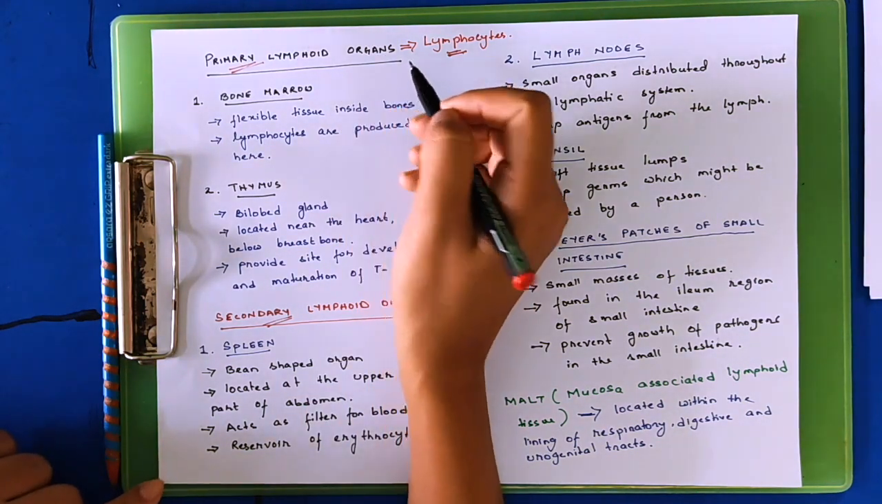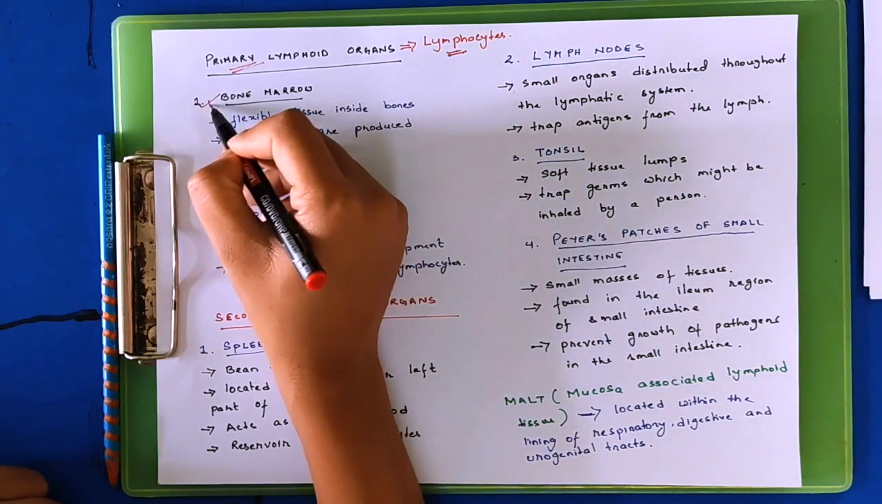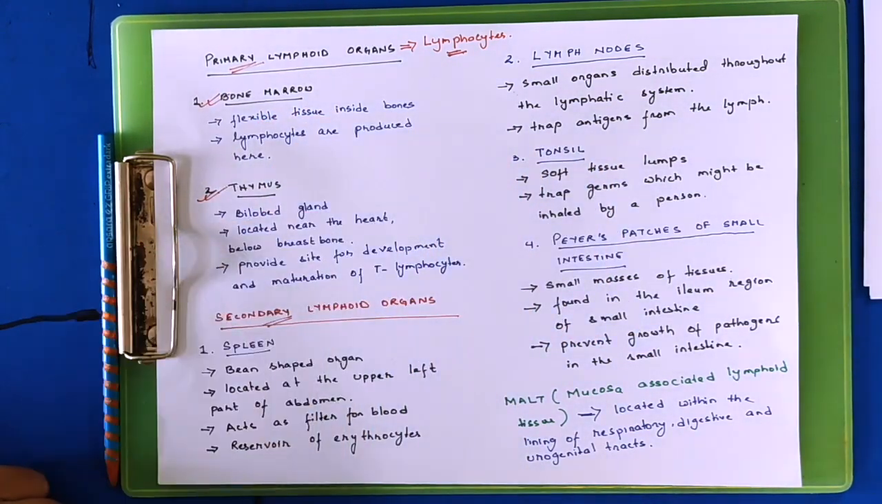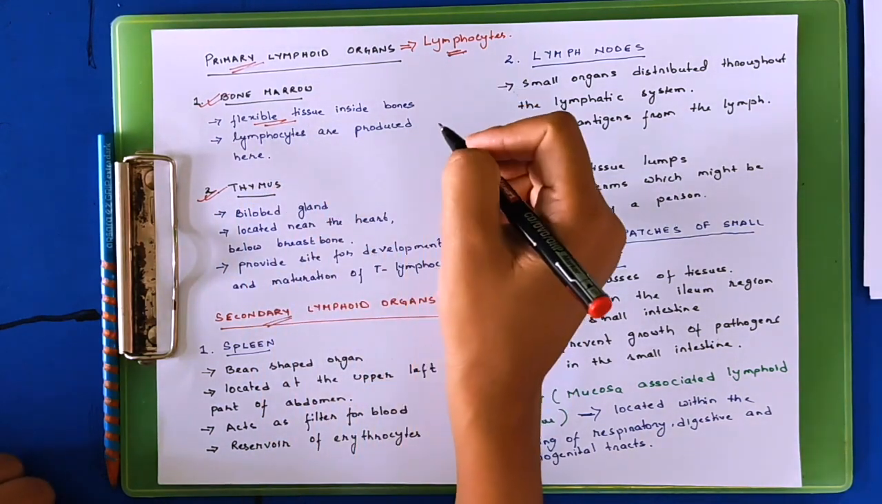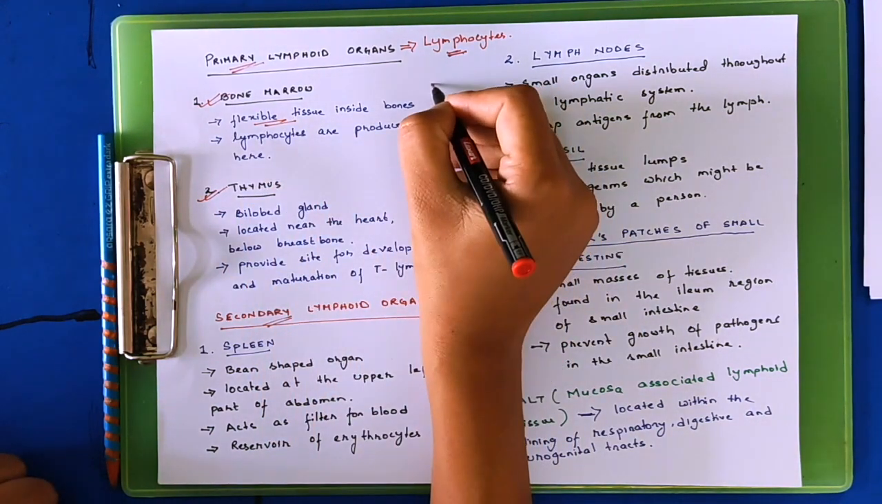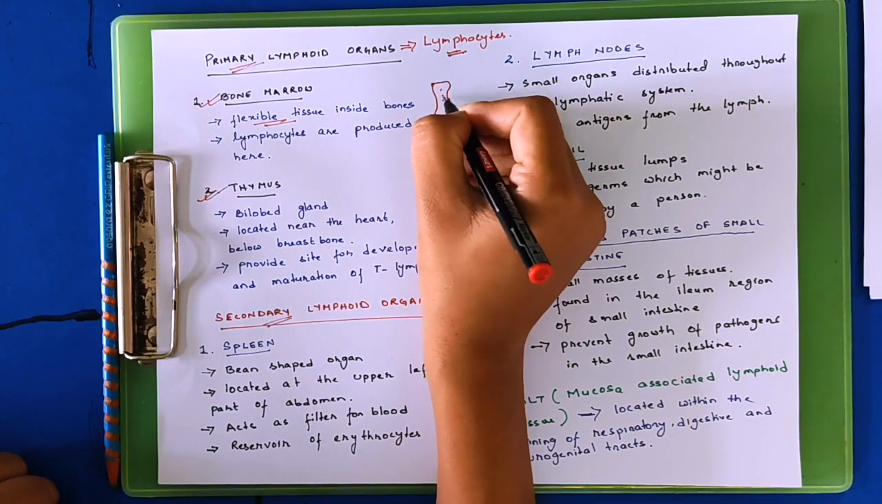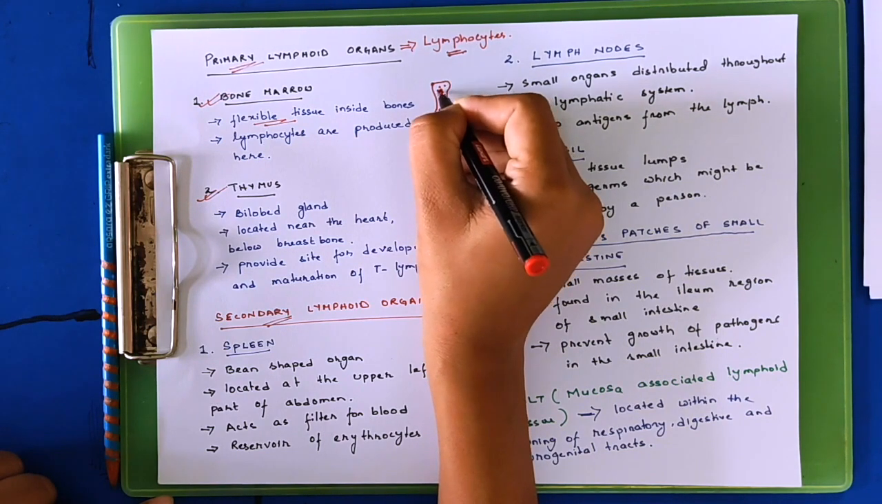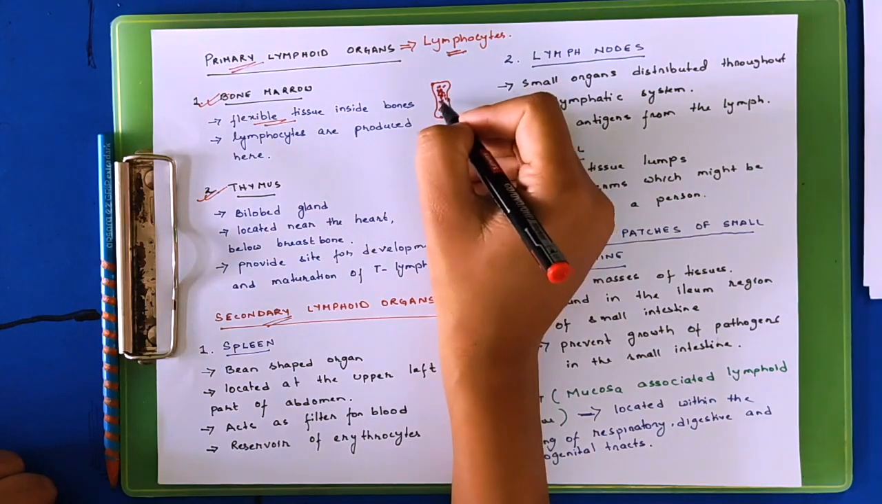The primary lymphoid organs are the bone marrow and the thymus. First, the bone marrow. Bone marrow is a flexible tissue which is found inside our bones.